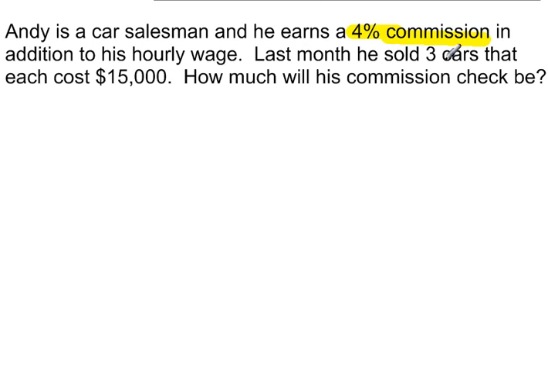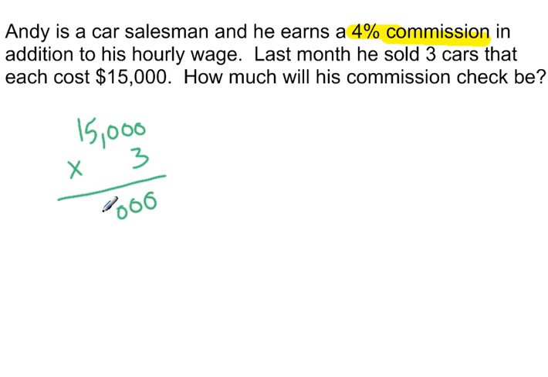Last month, Andy sold 3 cars that cost $15,000. He sold 3 of them. So let's see how much Andy sold last month. Last month, Andy sold $45,000 worth of cars. How much will his commission check be, or his bonus?